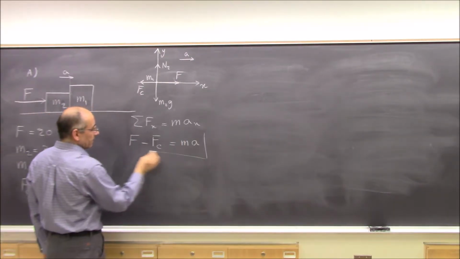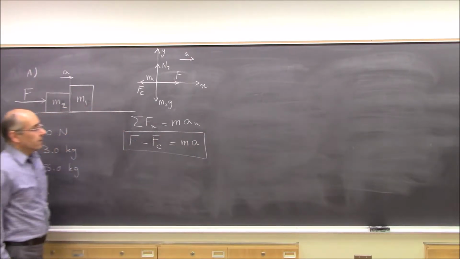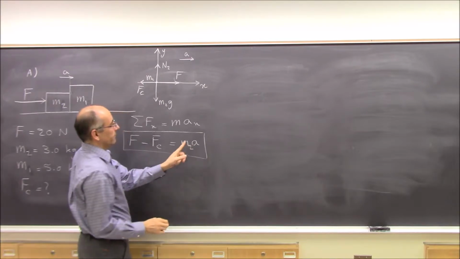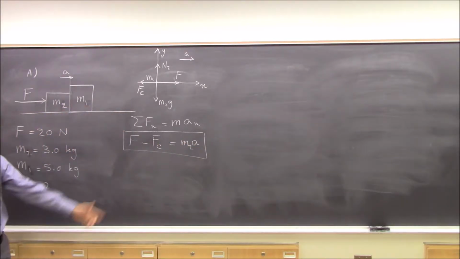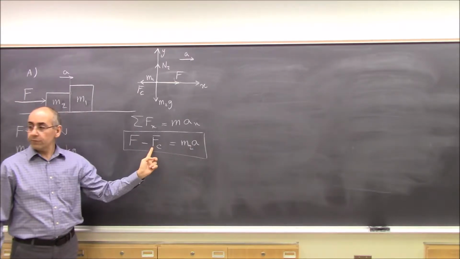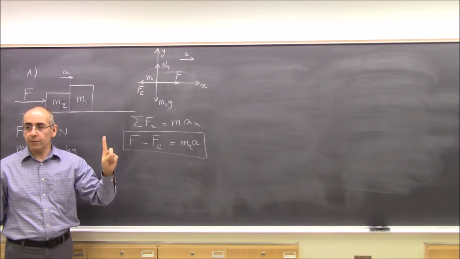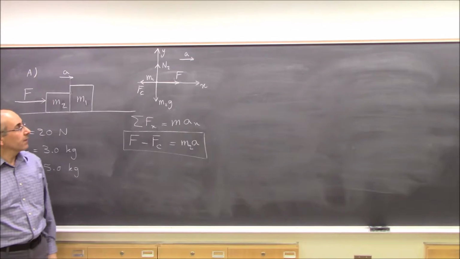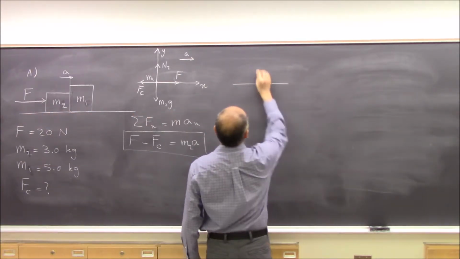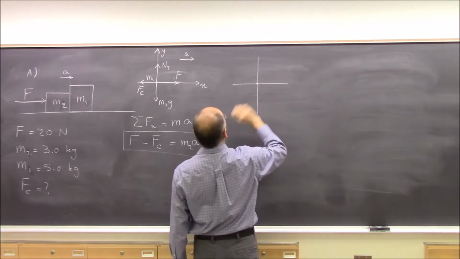And then you know F and M2, but you can't solve this because you don't know the acceleration and you don't know Fc. So that's one equation, two unknowns. Then you do the same thing for M1.